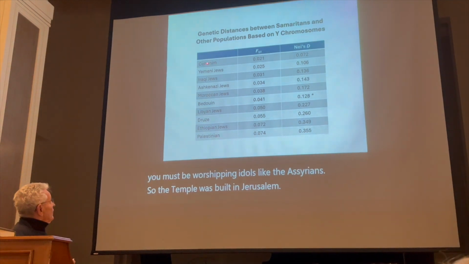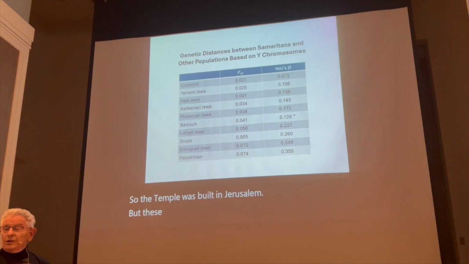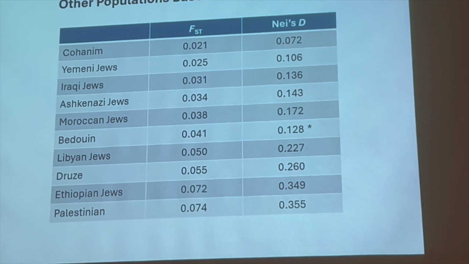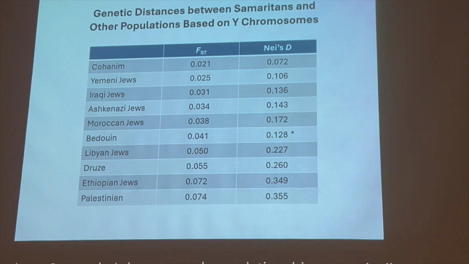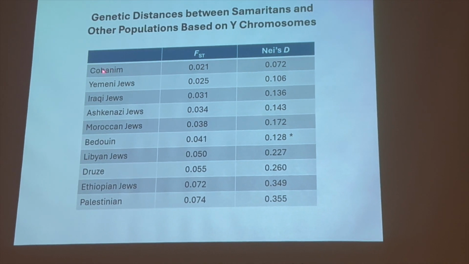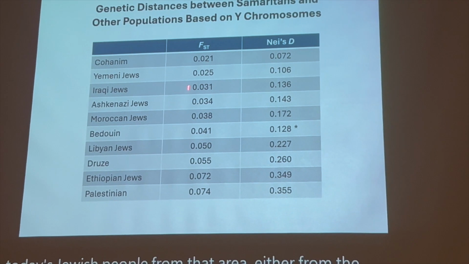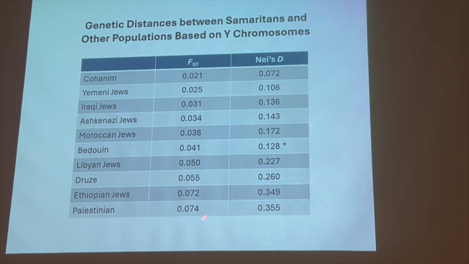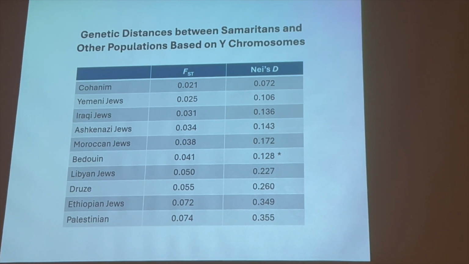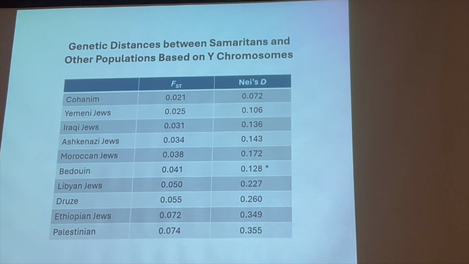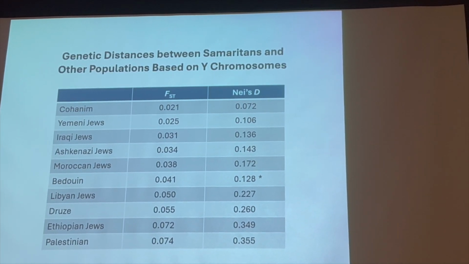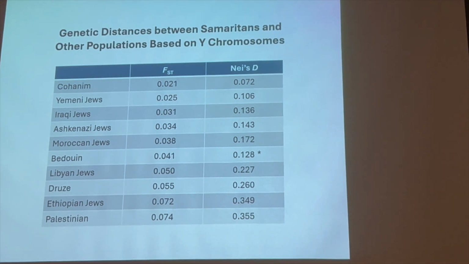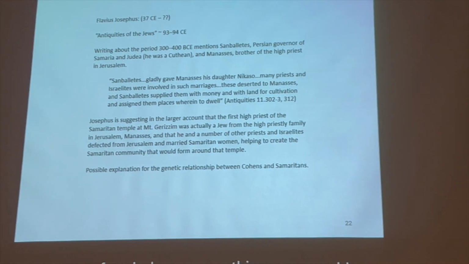But these Samaritans have very close relationships genetically to today's Jewish people from that area, either from the Cohens or the Yemeni Jews or the Iraqi Jews. They're much closer than they are to the Palestinians or the Bedouins. So we were very confused when we saw this. So we went to the head of Jewish studies at Stanford and we asked him what's going on.